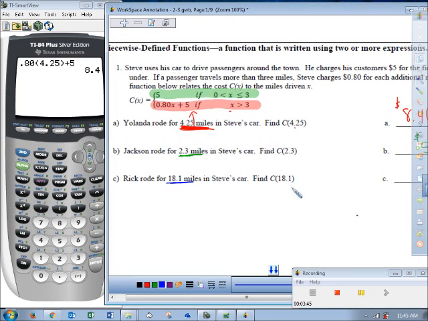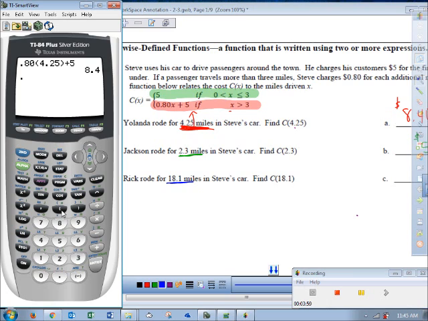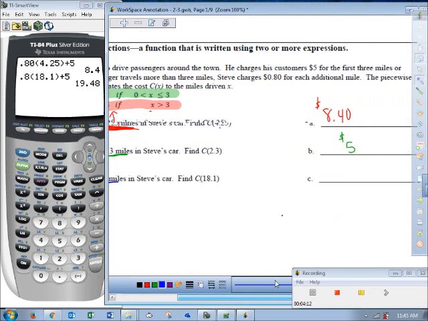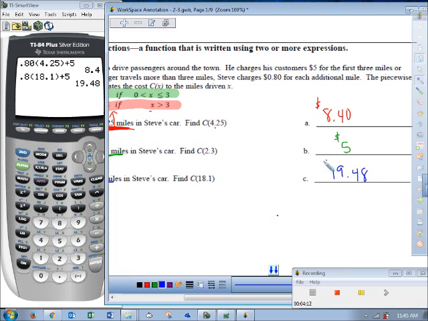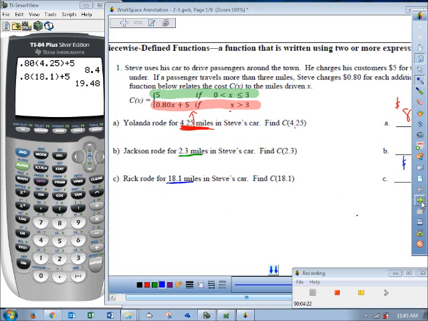And then Rick rode for 18.1 miles in Steve's car. Find C of 18.1. Well, where would 18.1 go into? Into the green guy or into the red guy? It's pretty obvious that since 18.1 is bigger than 3, we got to go into the red one, so we'll punch in 0.8 times 18.1 and add 5 to that. So a nice little piecewise function. We're just learning how to understand and read them, and we'll graph them later today. So that would cost Rick $19.48 for that ride in that situation.